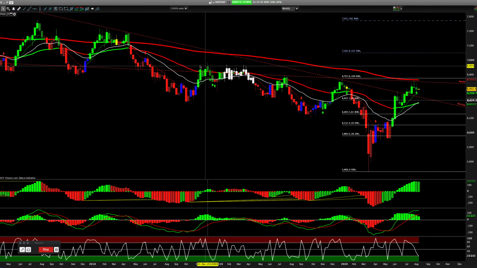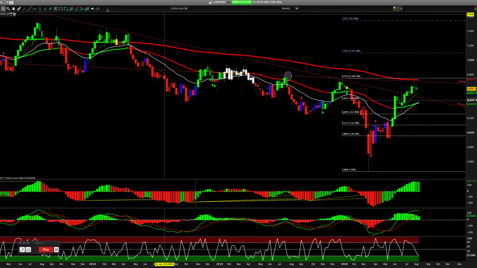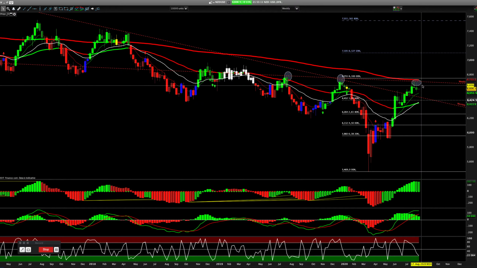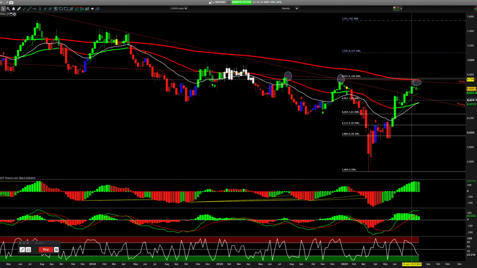You can see that here where you've got 3 points of contact. So here's one, here's the other, and then there's three. So you've got one there, you've got another one here, and then you've got the third. 3 points of contact being rejected. You've also got your 200 weekly EMA providing resistance as well. So two forms of resistance.